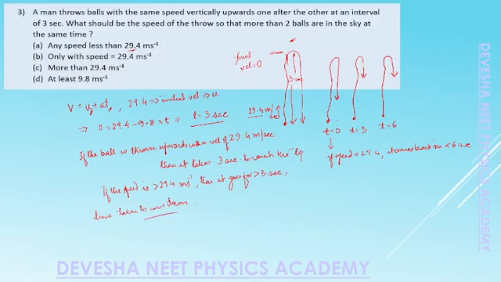Imagine that we have to compute this. So v is equal to u plus at, correct? So now we know that the initial velocity will be here, and we need the time taken. Imagine that I have to attain the speed of 29.4. So t is equal to 29.4 divided by 9.8, which is equal to 3 seconds.